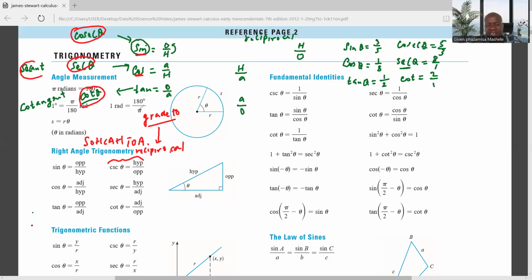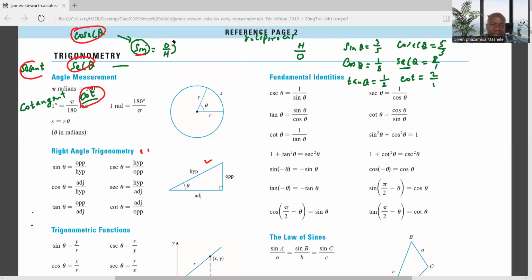Okay, guys, these things are very important, and also the use of a right-angled triangle. Very important, ladies and gentlemen. It's not a matter of cram, pass and forget. It's a matter of understanding what you are actually doing.